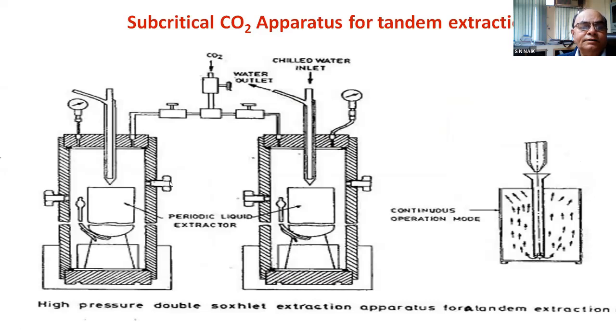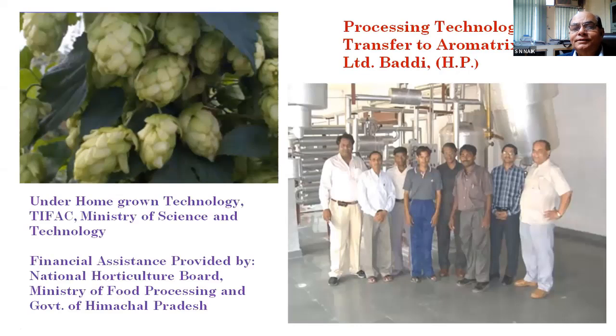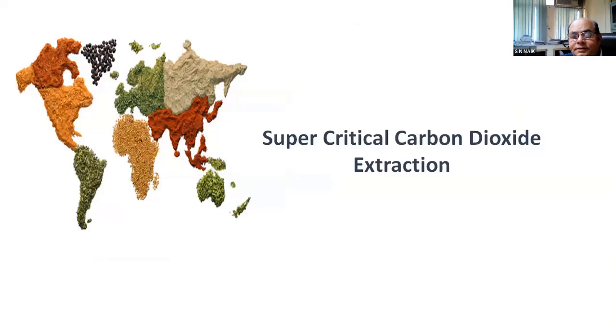Later on we have done a tandem process, from one vessel to other vessels, and 70 to 80% of the solvent can be transferred from one vessel to the other. That we have done, and later on we designed a liquid carbon dioxide plant in Baddi. This is the only company in India producing hop extract, which I think we use in the beer industry as a flavor for beer. This was transferred through TIFAC, Ministry of Science and Technology, with financial assistance given by NHB, National Horticulture Board, Ministry of Food Processing, and Government of Himachal Pradesh.